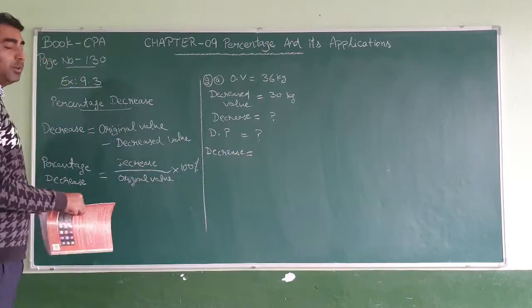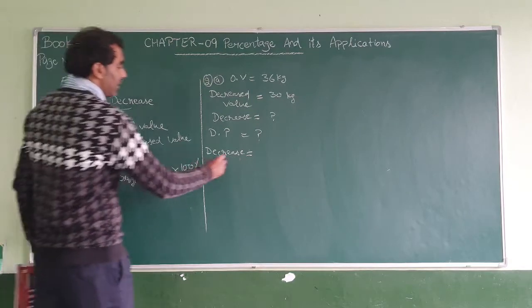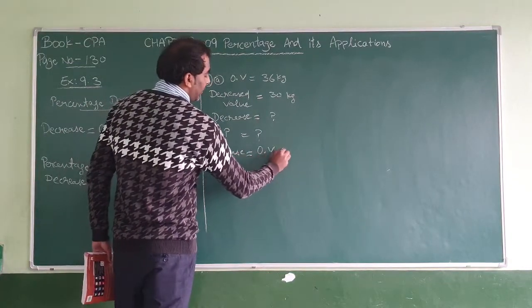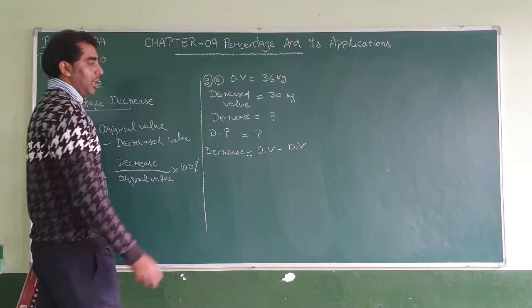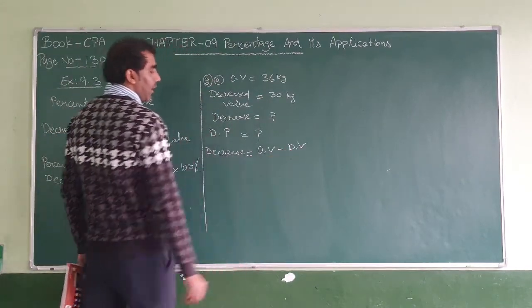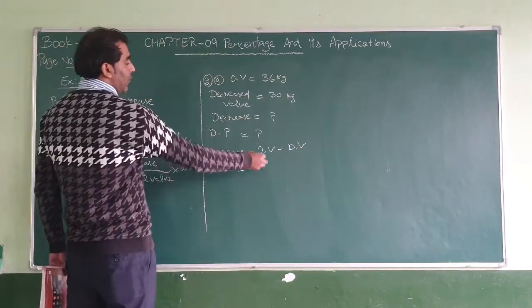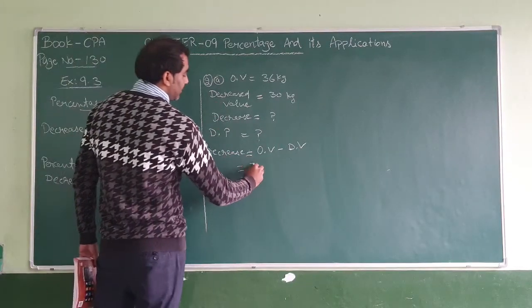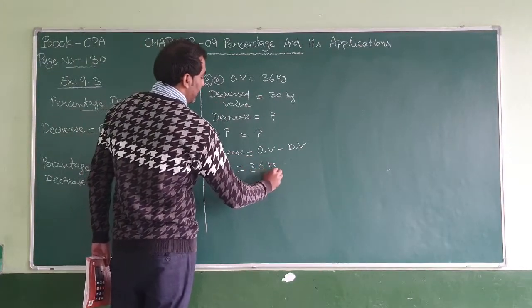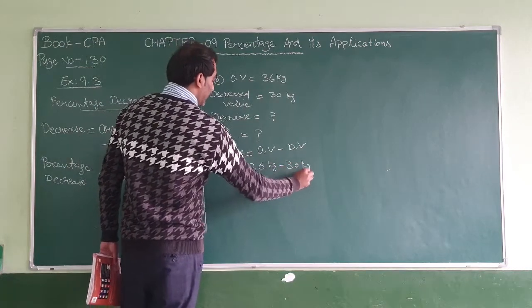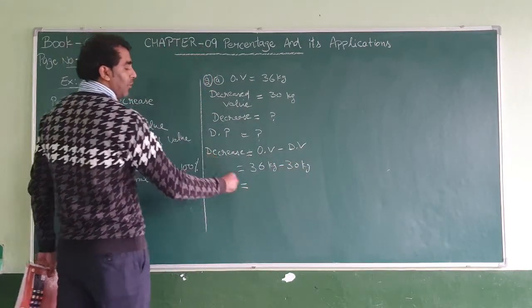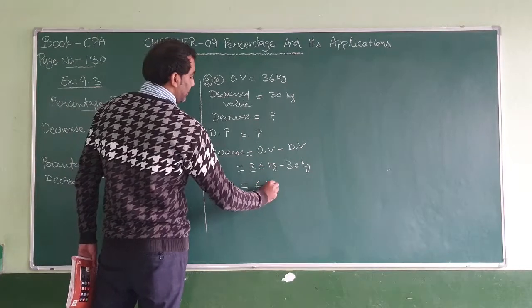First of all, the formula of decrease is original value minus decreased value. That is the short form. We can write original value is 36 kg minus decreased value 30 kg. Then we have the decrease as 6 kg.